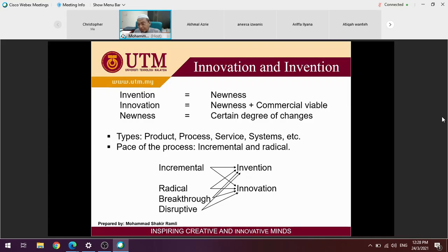What is meant here by disruptive? They start with a niche market. Niche means only a small portion of the market: out of 100% of the share, they just try to capture that niche market of 1 to 5%. That is what Netflix did at the beginning.